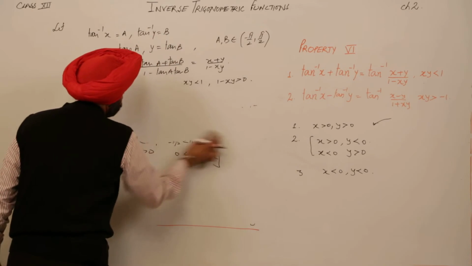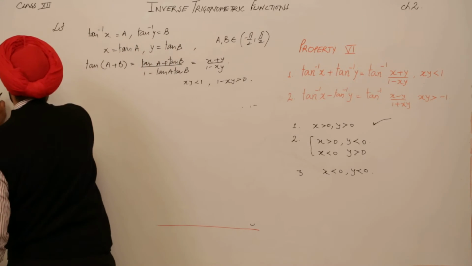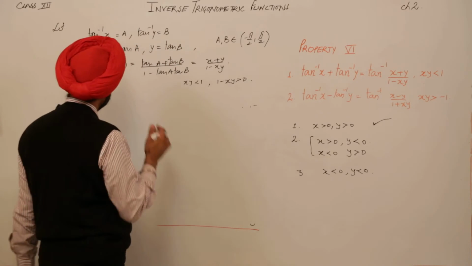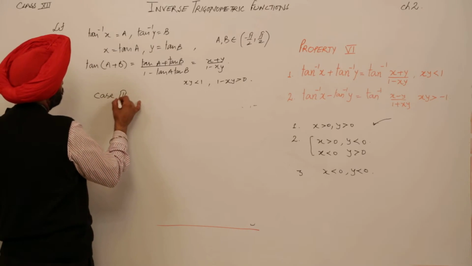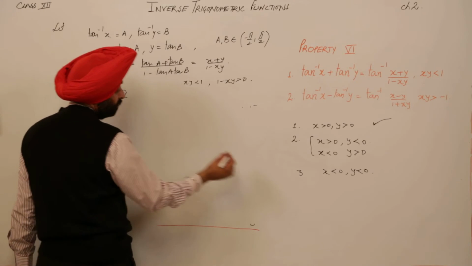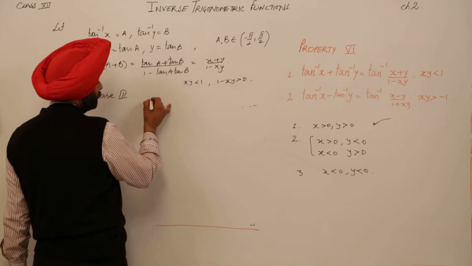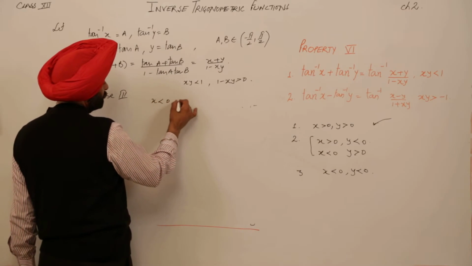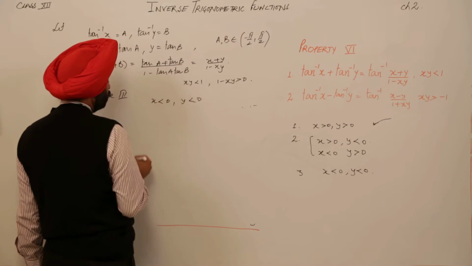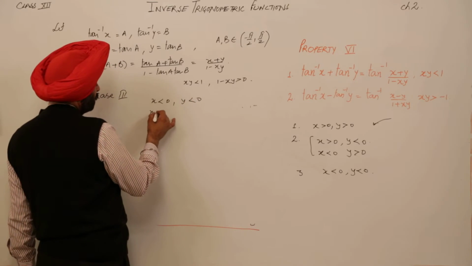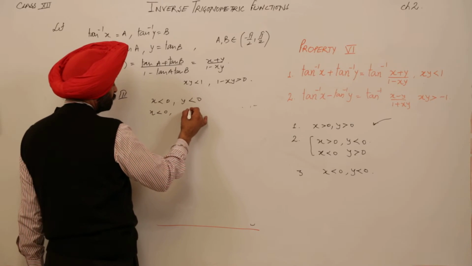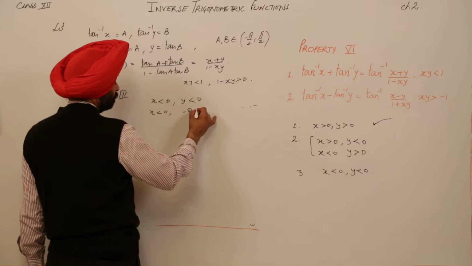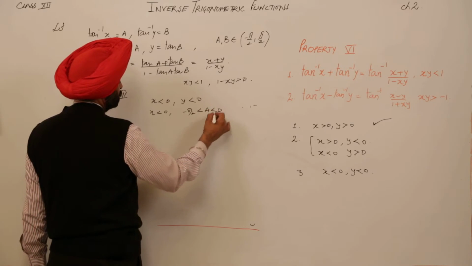Now the last one. Now let's check it. Is it possible for the third case? In the third case, what are we having? x is less than 0, y is less than 0. Now when x is less than 0, what about a? What we wrote: minus pi by 2 is less than a is less than 0.